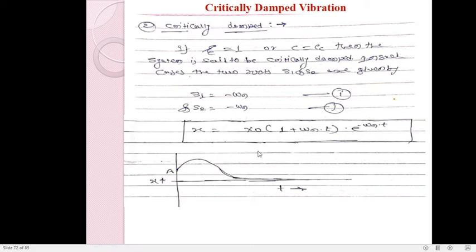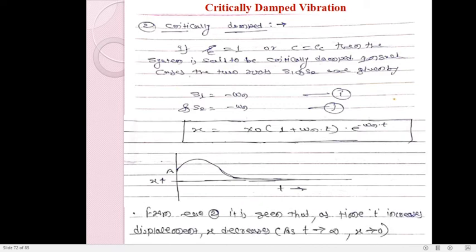Now if we plot the time displacement curve for this case, we get a shape like this. As the name indicates, this system is critically damped, meaning the damping is still high. When the damping is high, there is no chance of the system performing a number of cycles. In a single cycle itself, the system tries to come back to the mean position and never moves further in the forward direction beyond the mean position. So from equation 2, it is seen that as time t increases, displacement x decreases.